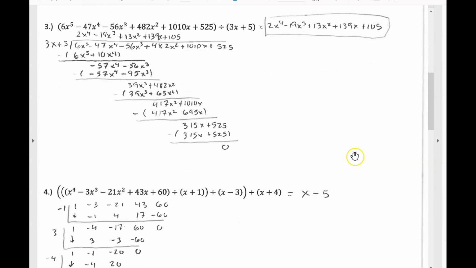For number three, you should have gotten 2x to the fourth minus 19x to the third plus 13x squared plus 139x plus 105. And again, since its remainder is 0, that's all we need. And then for 4, you should have gotten just x minus 5.